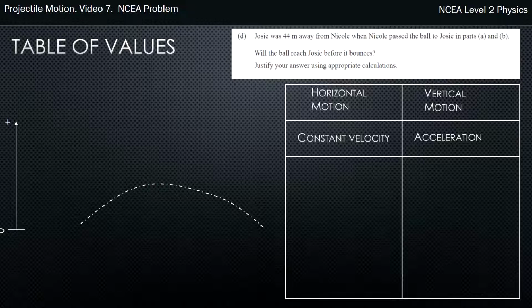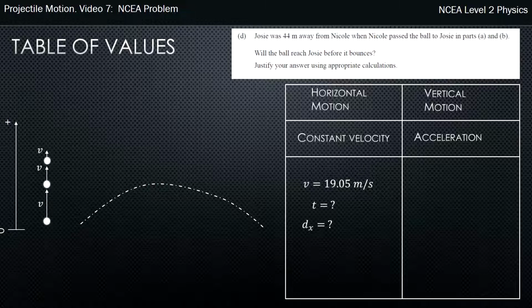So what values do I know? From before, my horizontal velocity that I worked out with my components was 19. I don't know how long it's in the air for. I don't know what horizontal distance it goes, but that's what I want to end up finding out, how far it goes. Josie's 44 meters away, but I'm not sure if the ball goes 44 meters, so I can't just put that in.